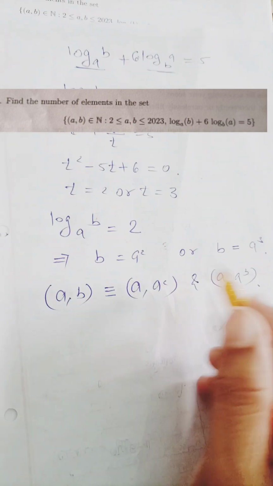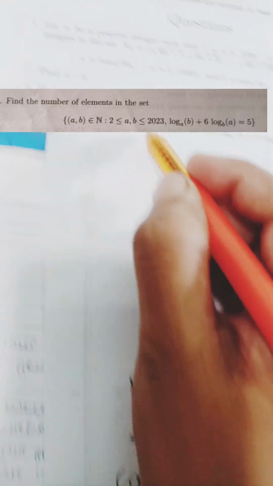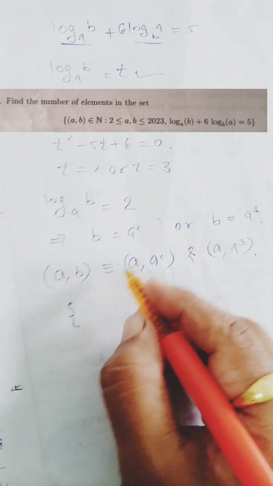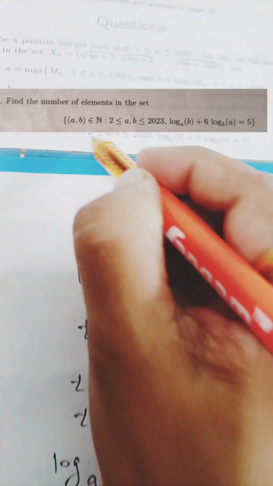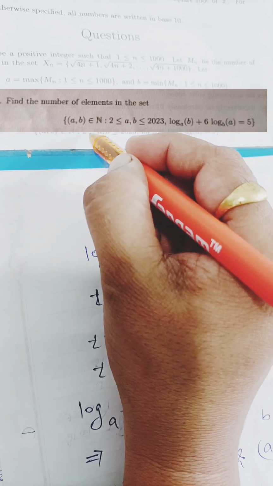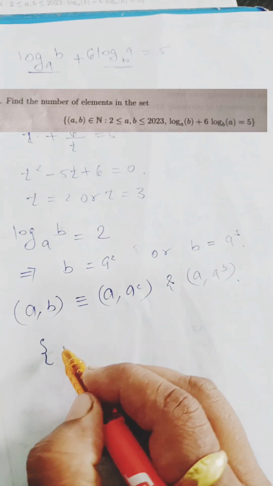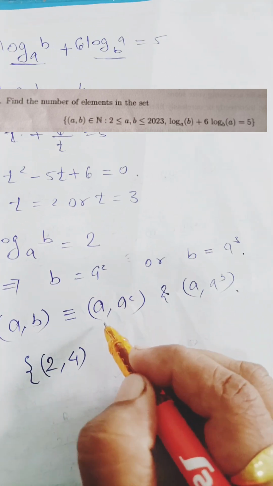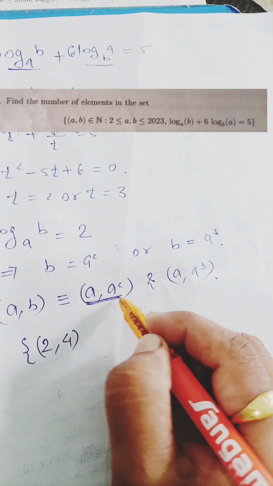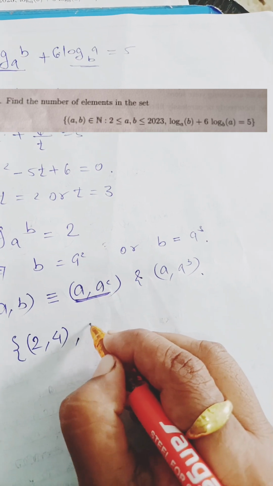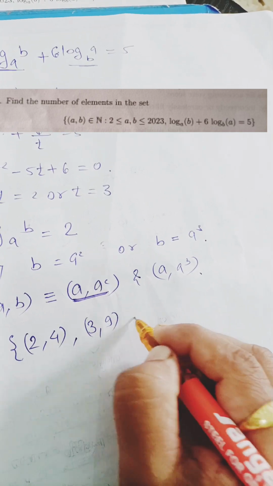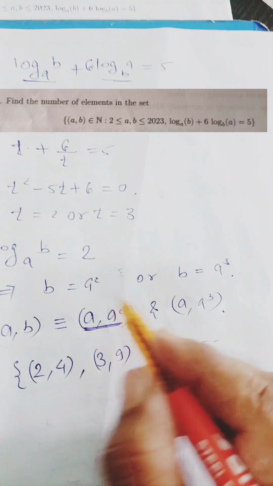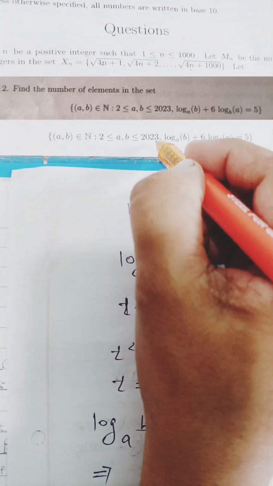Now we will collect all the elements of this set. So what is the restriction for A? A should be greater than or equal to 2. So we will start with 2 and 4. First we will collect all the elements of this ordered pair. Then 3, 9. In this way, the maximum value for B is 2023.